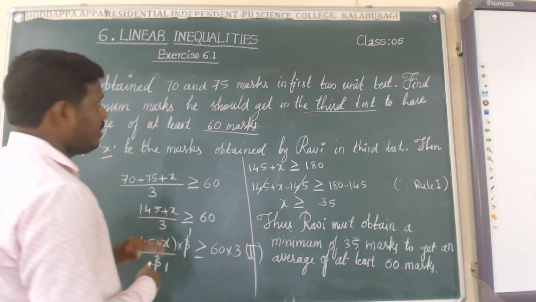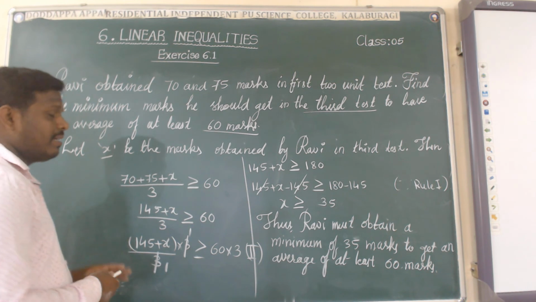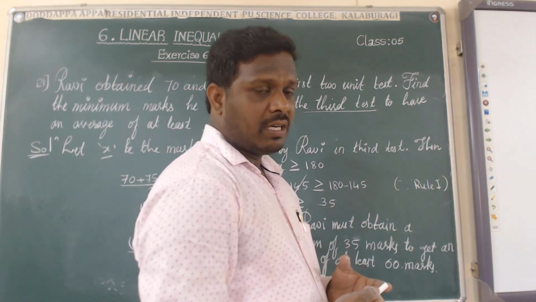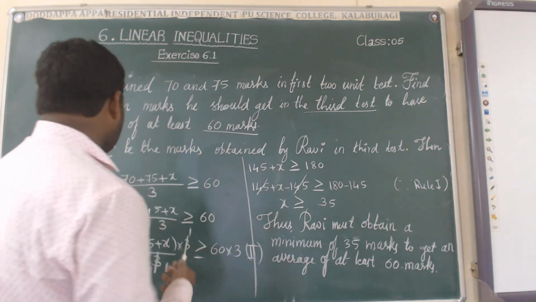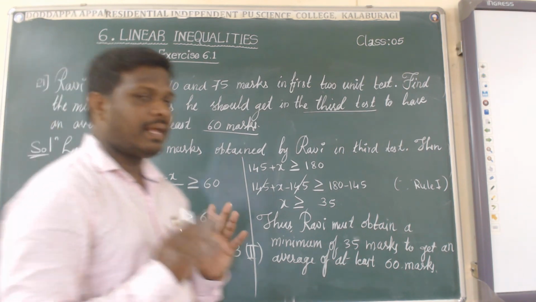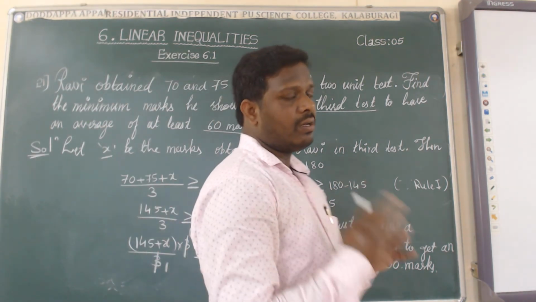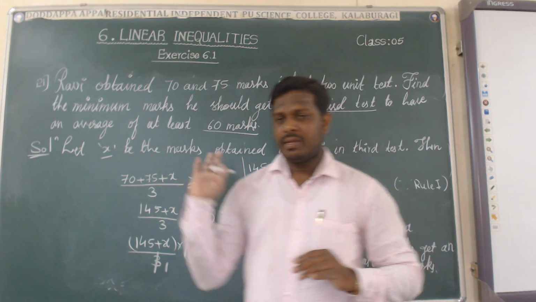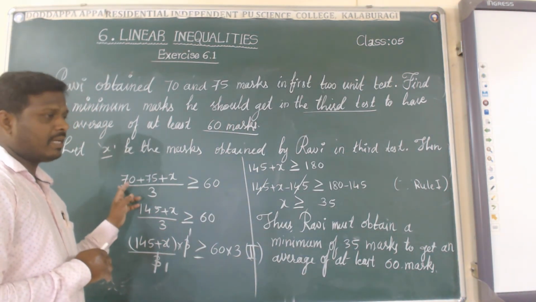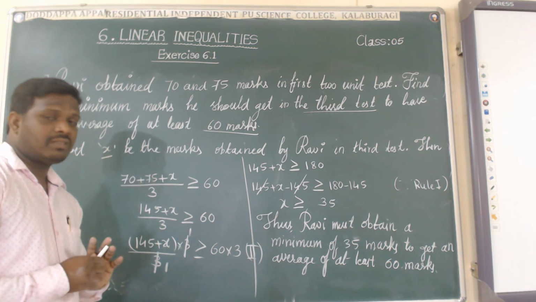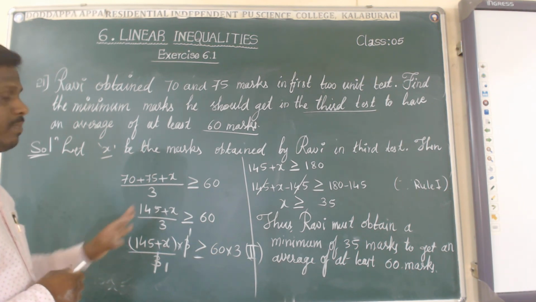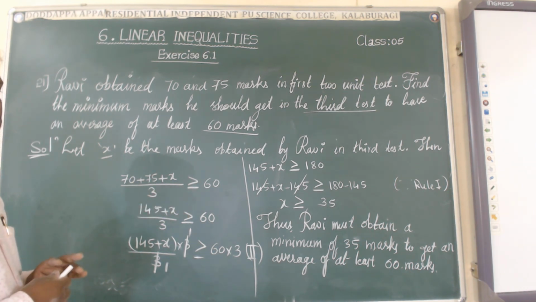From the given question I am going to write in general format. We don't know how many marks will be scored in the third test, so I am taking the general form. Let x be the marks obtained by Ravi in the third test. Then according to the question, I find the average of 3 unit tests: 70 plus 75 plus x divided by 3 is greater than or equal to 60.